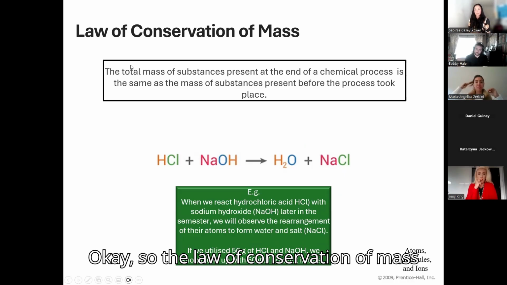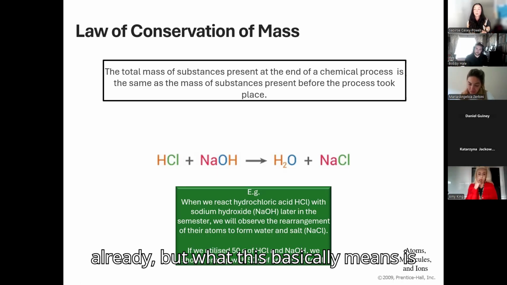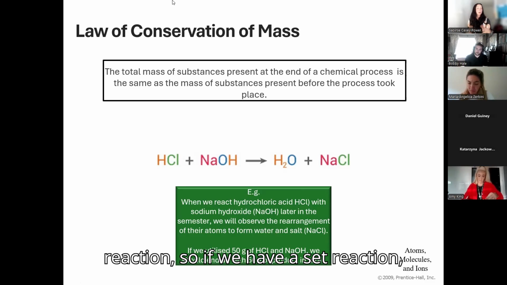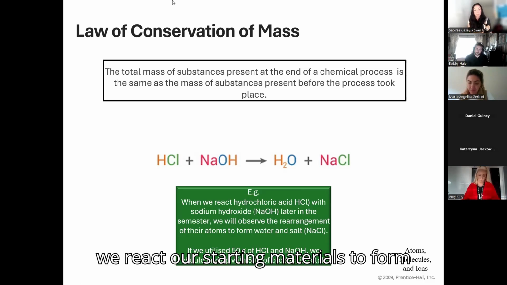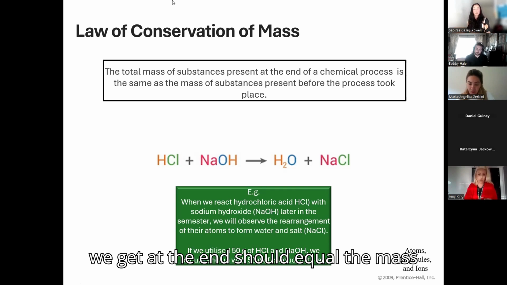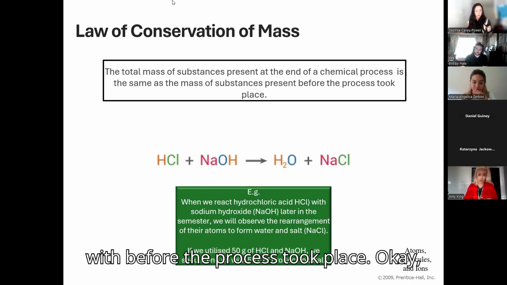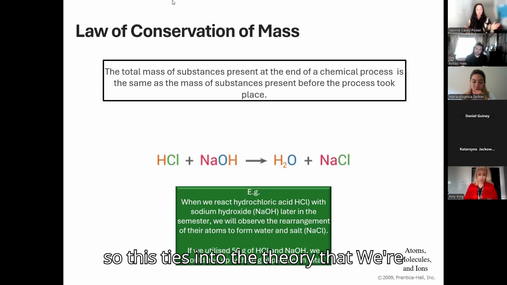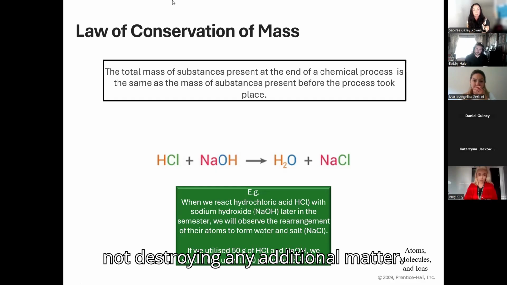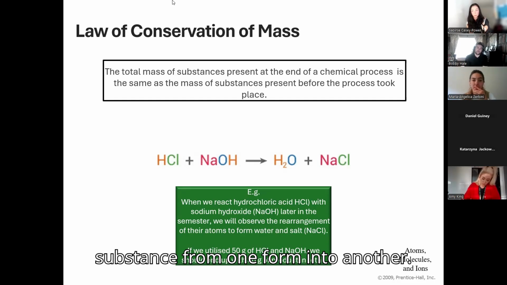Okay, so the law of conservation of mass then. I've touched on this briefly already. But what this basically means is that the total mass of substances present at the end of a chemical reaction, so if we react our starting materials to form our product, the mass of the product that we get at the end should equal the mass of the substances that we started off with before the process took place. Okay, so this ties into the theory that we're not creating any additional matter, we're not destroying any additional matter, we're simply converting that chemical substance from one form into another.